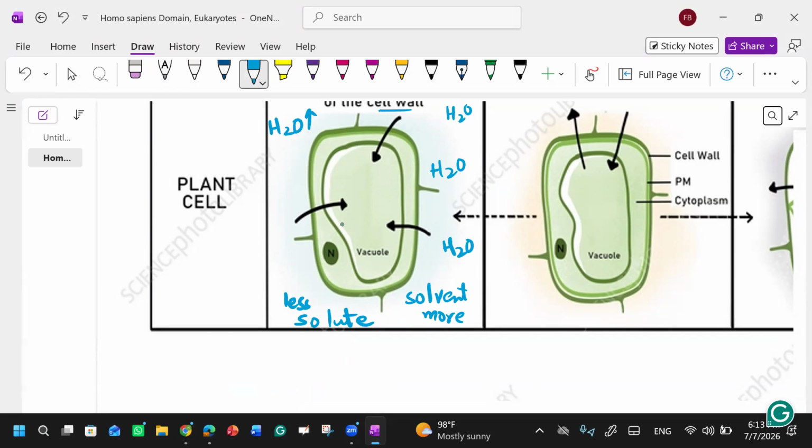And obviously when there is more water outside, so inside the cell what can we say? Inside the cell obviously there will be less water, right? If outside there is more water, then it is quite obvious that inside the cell the water will be less. So what will be the net movement? From outside to inside. Yes. Okay. From outside to inside. Clear?